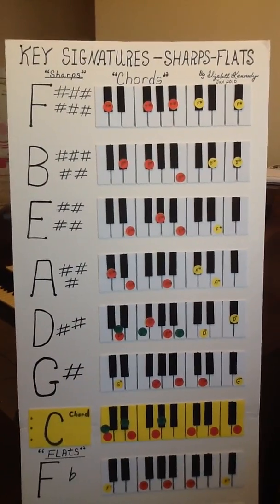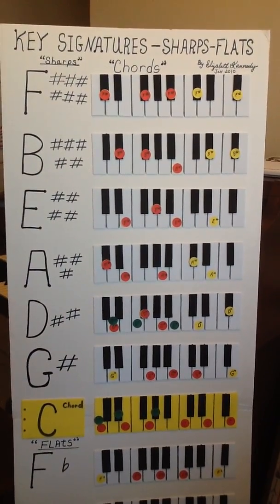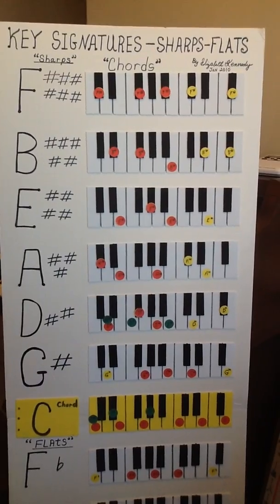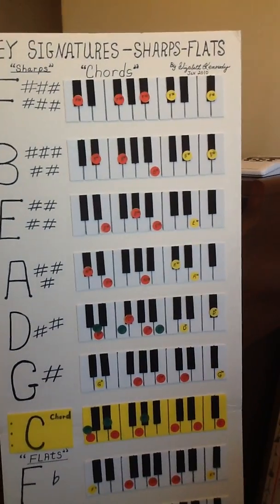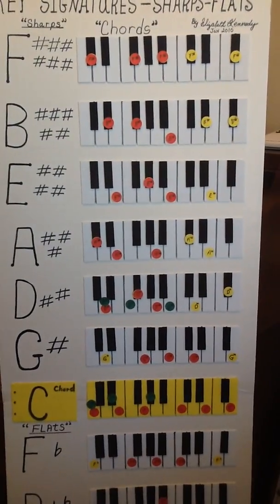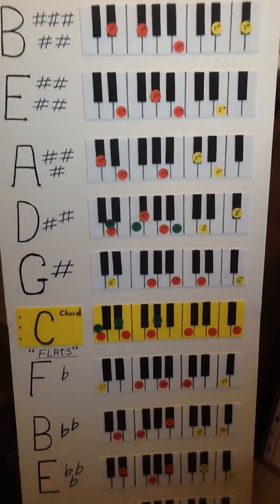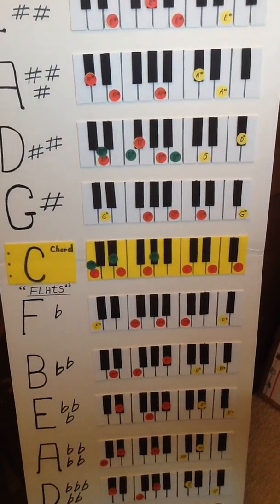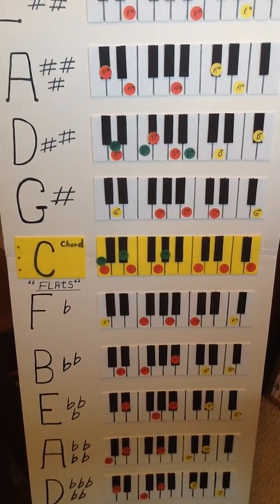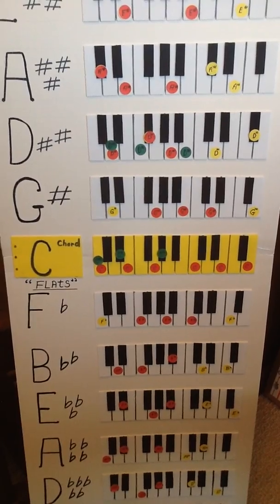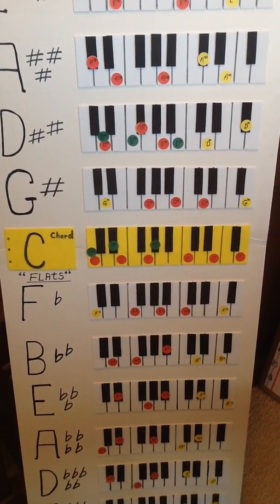Good morning. I would like to share with you the key signatures of the music world. It's called sharps and flats. I want to show you where C is. It's in the yellow. Look at the C. These are the actual keys that you're playing on your keyboard. And C has no sharps or flats.